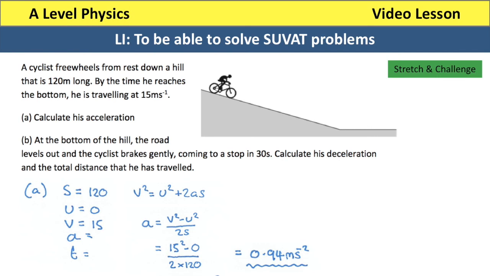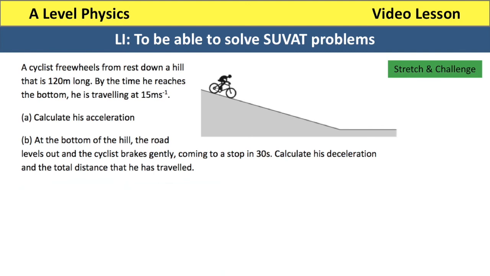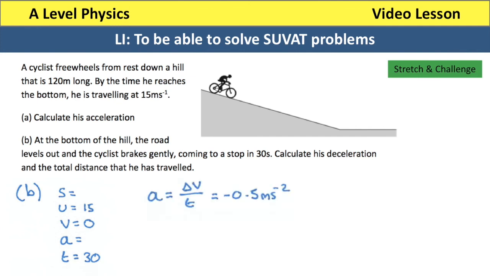It then says in part B, at the bottom of the hill, the road levels out and the cyclist brakes gently, coming to a stop in 30 seconds. And we want the deceleration and total distance travelled. So this is a separate stage in motion, so we need a separate suvat now. His starting speed here is 15, because that's the speed he was travelling at when he reached the bottom. He comes to rest, so v is 0, and it takes him 30 seconds. We want the deceleration and the total distance travelled. We'll do the deceleration first.